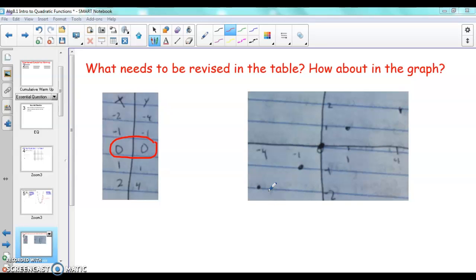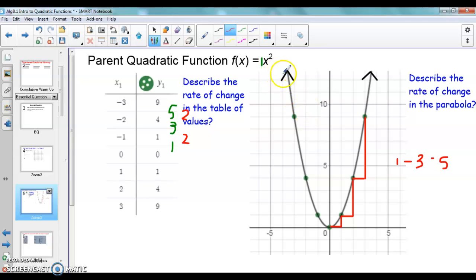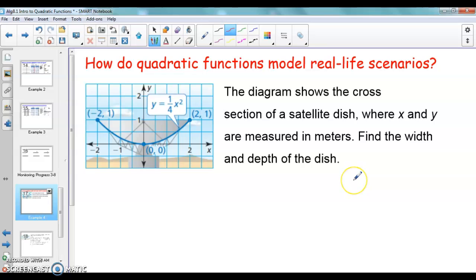The graph of a quadratic function is a parabola that is facing upward if the value of a is positive. And if we change the value of a to a negative number, the parabola will face downward. The next thing we're going to look at are some items that show how quadratic functions model real-life scenarios. In this figure, you have a satellite dish with x and y being measured in meters, and we're supposed to find the width and depth of the satellite dish.